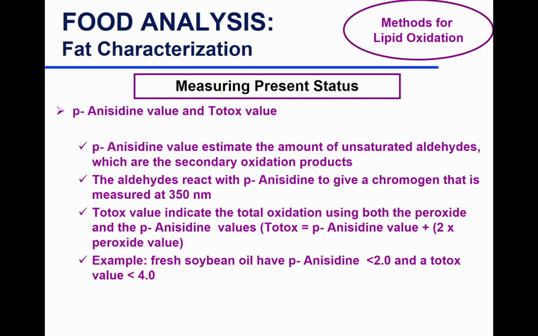Another more accurate, I would say, measure of oxidation is the anisidine and the TOTOX value. In this case, you don't only look at primary oxidation products, you also look at secondary oxidation products such as aldehydes. So here the reagent will react with unsaturated aldehydes and gives you a chromogen that will be measured at 350. So then you'll get the anisidine value, and the TOTOX value, which is even better, you will take into account the anisidine value and also the peroxide value.